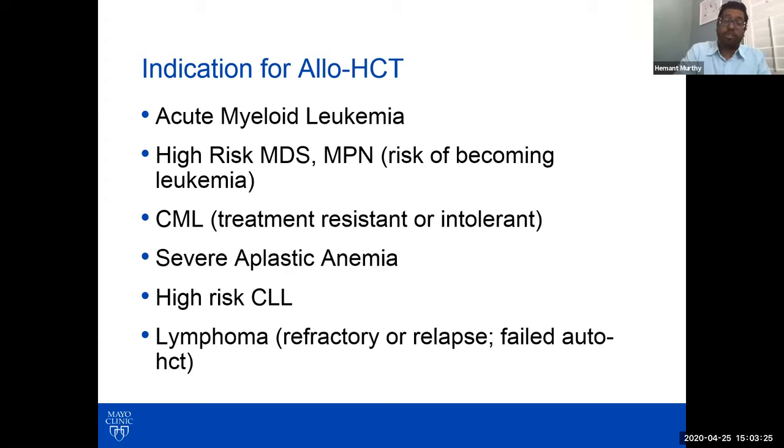We still treat them, but usually we treat them for people who cannot tolerate the medications, or people whose disease is refractory to medication. We also treat severe aplastic anemia with allotransplant. High-risk CLL may be changing, but right now it is still an indication for transplant. And non-Hodgkin and Hodgkin lymphoma in particular situations. Next, please.